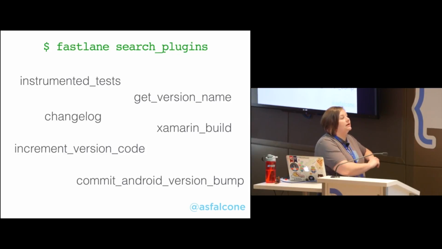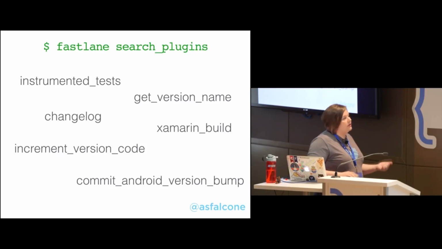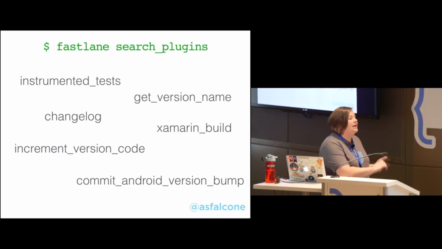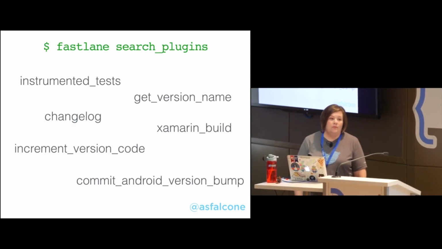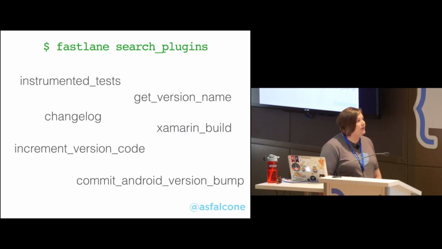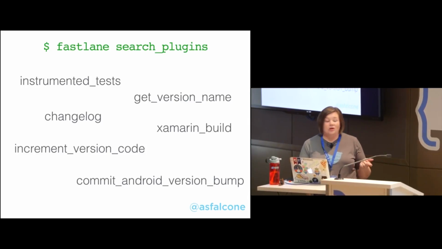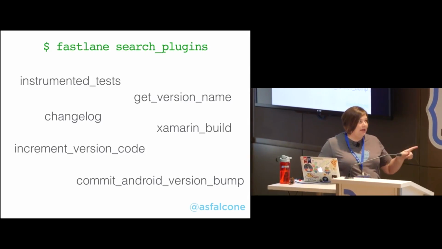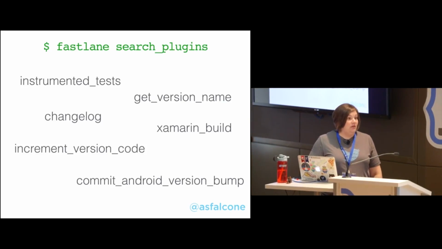These are just some of the plugins that have been created by the open source community. The things that I showed you with incrementing the version code and committing the version bump are actually contributions from other folks outside the Fastlane team. People are really excited about Fastlane for Android. We haven't spent as much time on it because it's newer, but the community is quickly catching up and doing a lot of the work for us, so thank you. I'm very excited to see the platform grow. There's over 50 plugins available right now, and the plugin system's only been available for like 2 or 3 months.